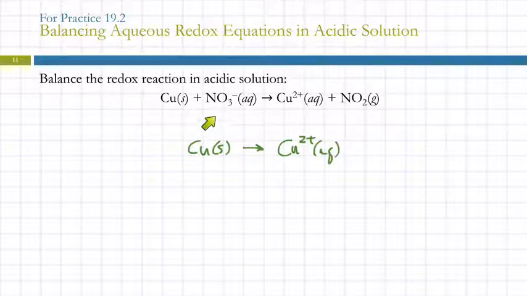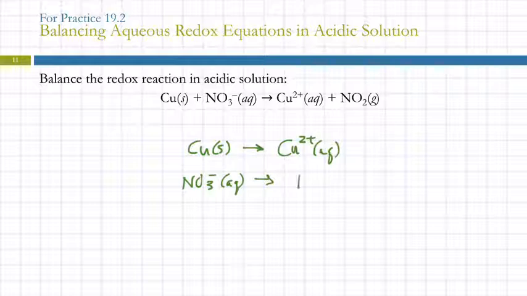And then I've got nitrate and nitrogen dioxide. Those both have nitrogen in them, so those are going to be together. Nitrate ion, NO2 gas. Any questions about that? Split it into half reactions.